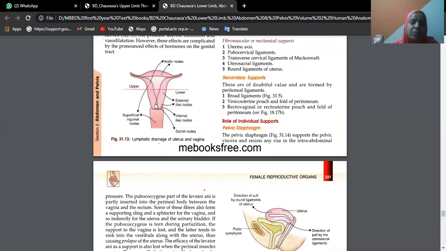Folded in the form of a fern tree. Same like we have arbor vitae cerebelli in the cerebellum, similarly, the mucosal folds of the cervix are called arbor vitae uteri. Internal os is the opening towards the uterine cavity, external os is the opening through the vagina.